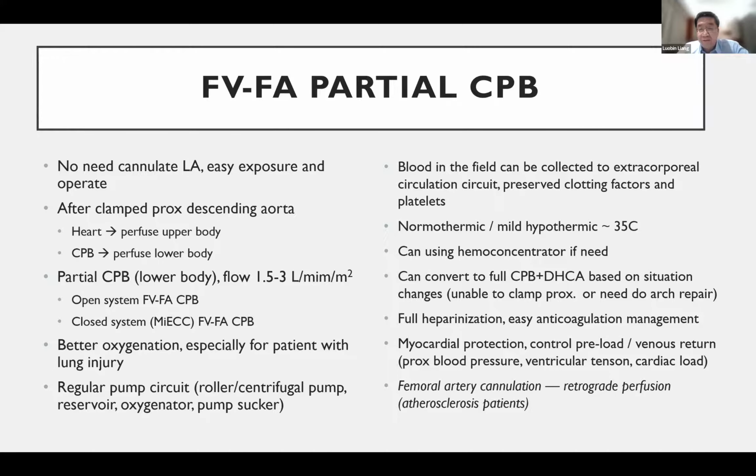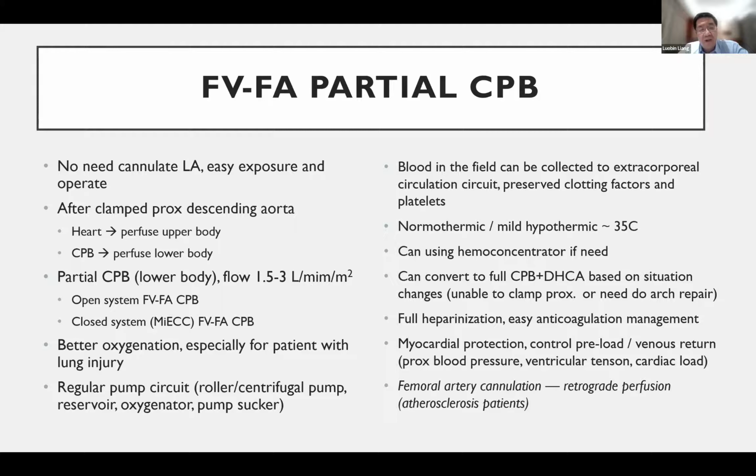And for the blood in the field, you can collect it into the extracorporeal circulation, and then you can transfuse it back to the patient. That way you can preserve the clotting factors and the platelets. Usually we do this normothermic because you don't want to cool the patient down. You don't want the heart to start fibrillating.